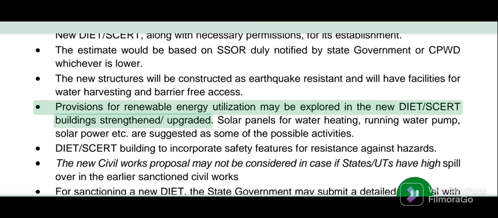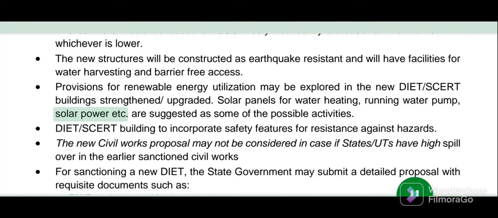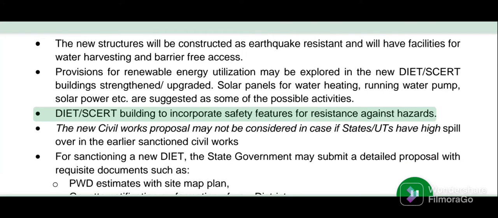Provisions for renewable energy utilization may be explored in the new DIET and SCERT buildings, strengthened and upgraded. Solar panels for water heating, running water pumps, solar power, etc. are suggested as some of the possible activities. DIET and SCERT buildings should incorporate safety features for resistance against hazards.